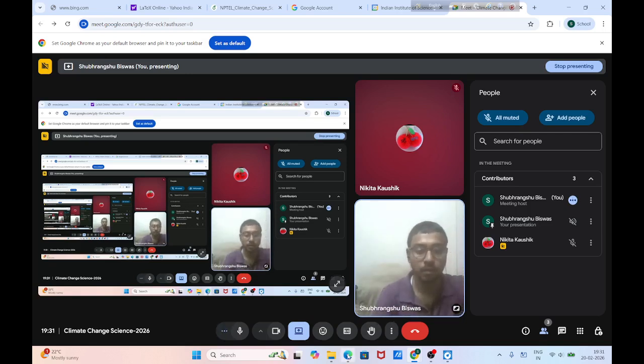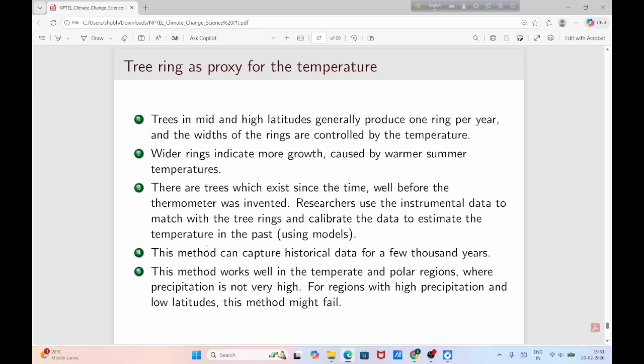Okay, so now this method can capture a historical data for a few thousand years, and this works well in the temperate and polar regions, but it is where the precipitation is not very high. But high precipitation, जहाँ बरसात के मौसम बहुत तेज है, ज्यादा बारिश होती है, लो लैटिट्यूड्स मतलब जो निरक्ष रेखा है उसके आसपास, this method might fail because it is controlled by both temperature and rainfall.